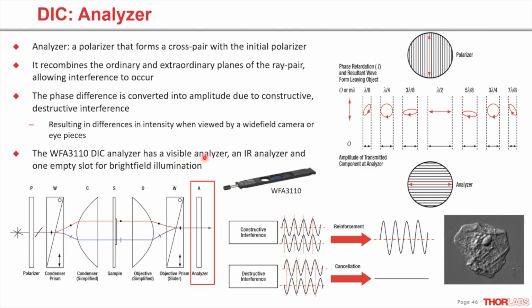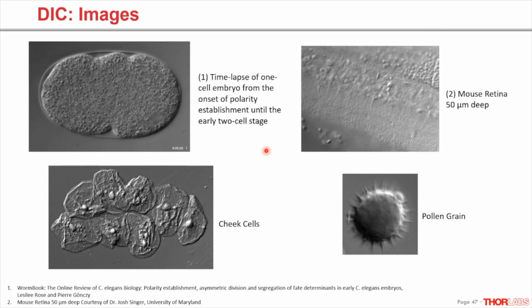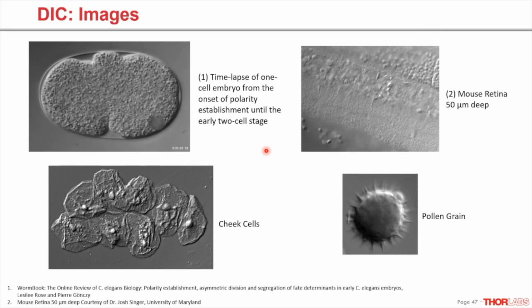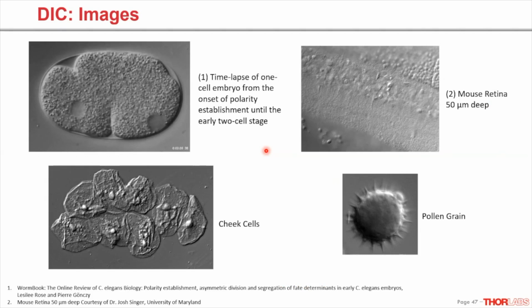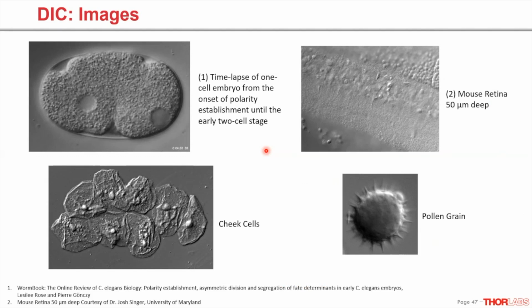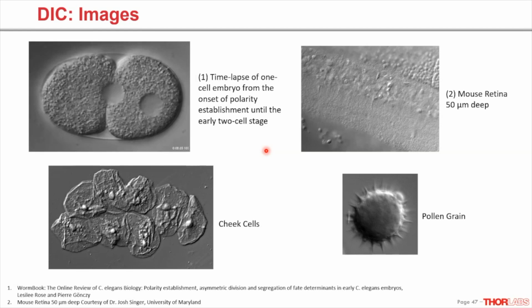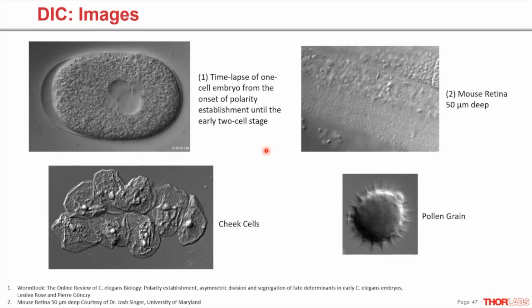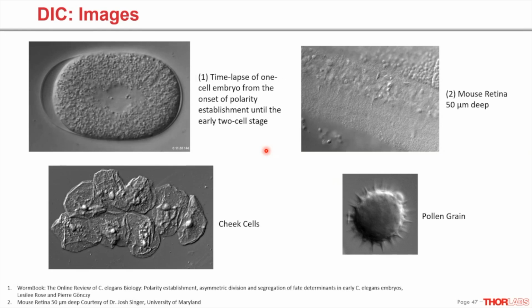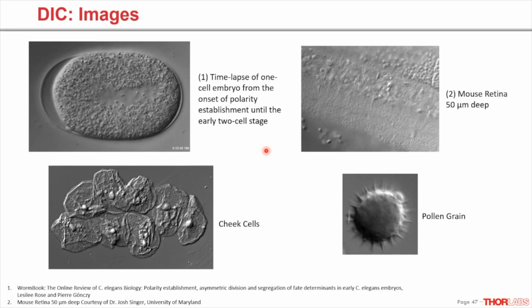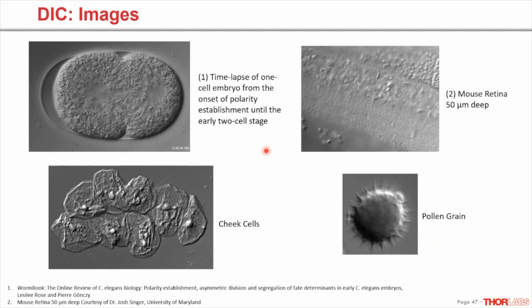You have a visible analyzer, an IR analyzer, and an empty slot for Brightfield illumination. So here are some example DIC images and movies. You can see from this data that the edges are more prominent because there are large phase shifts between the two sheared beams, as one ray goes through the sample and the other goes through, say, the edge or the slide or other similar tissue.